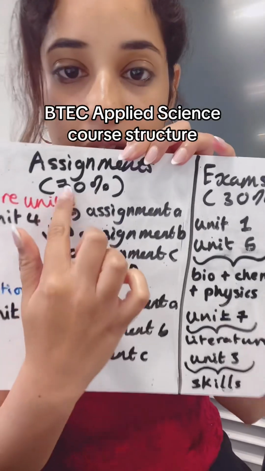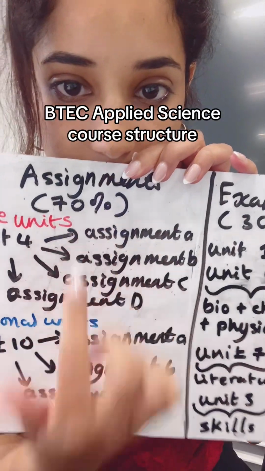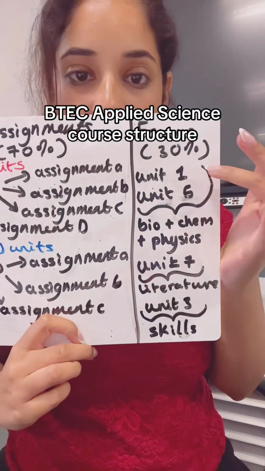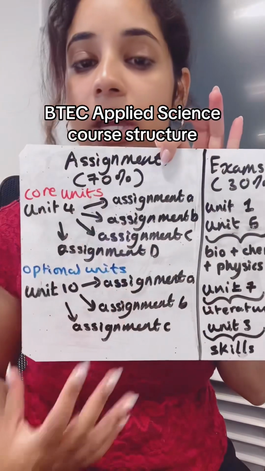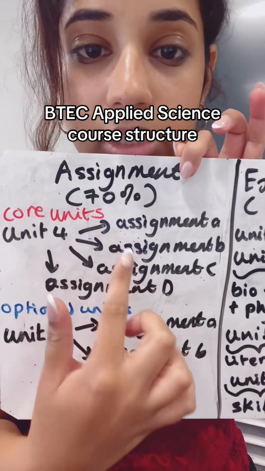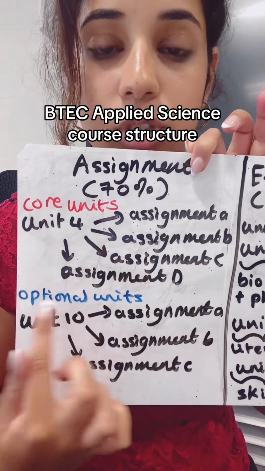As you can see here, assignments make up 70%, and exams are 30%. I'm going to break down assignments and exams for you. Within assignments, there are core units and also optional units.